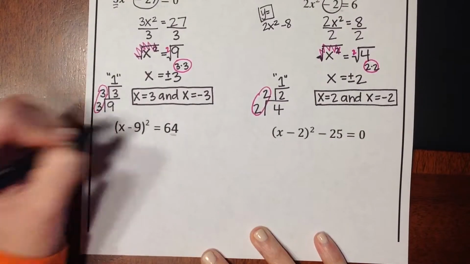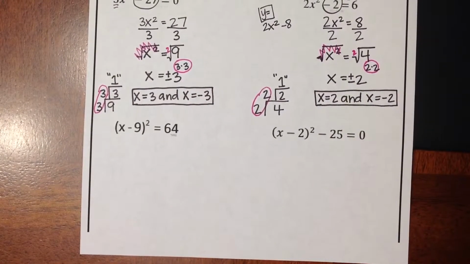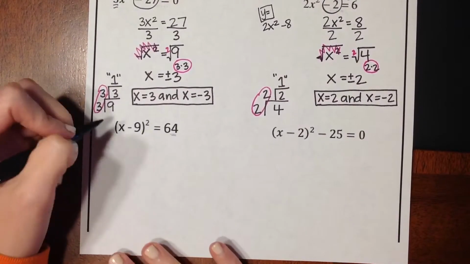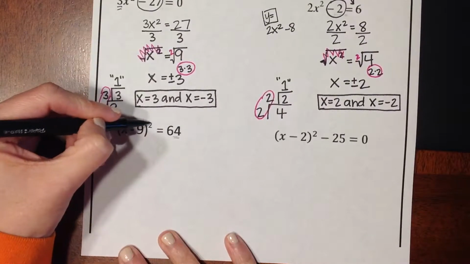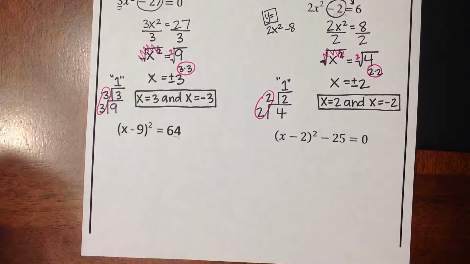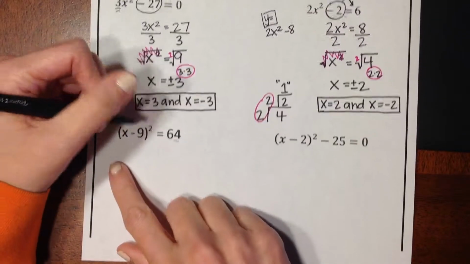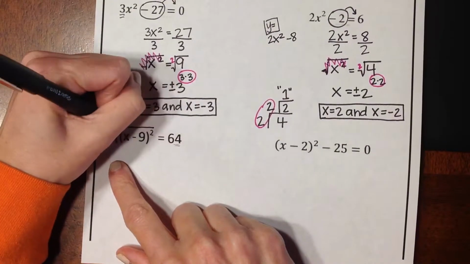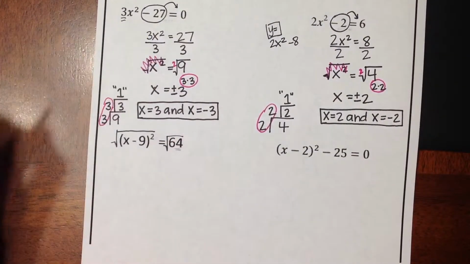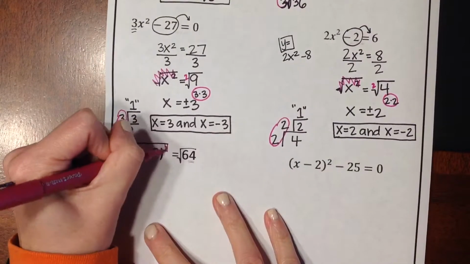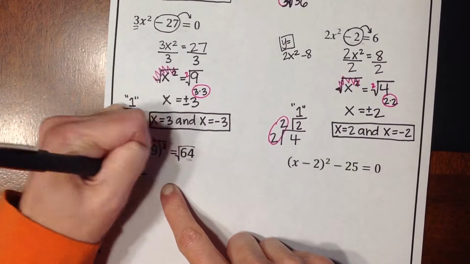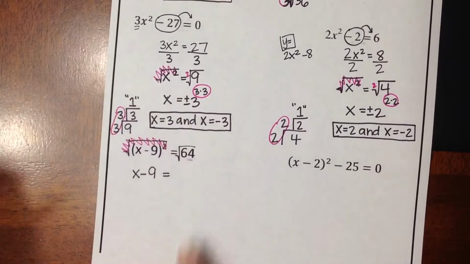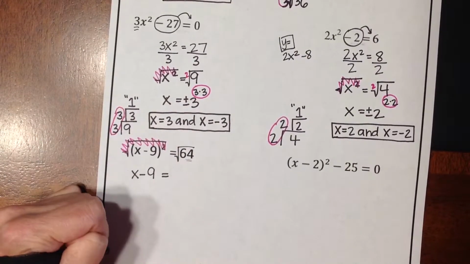My constant is already on the other side of the equal sign and it is positive, so I can use the square root method. But now, before I can move my 9 over, I have to undo this power of 2. Well, what undoes a power of 2? Undoes a square, that would be the square root. And again, the square root and the power of 2 cancel, which is just going to leave me x minus 9 equals. And now I have to simplify my radical of 64.